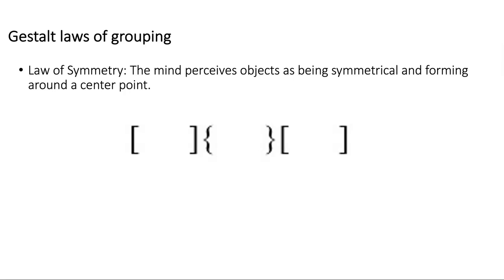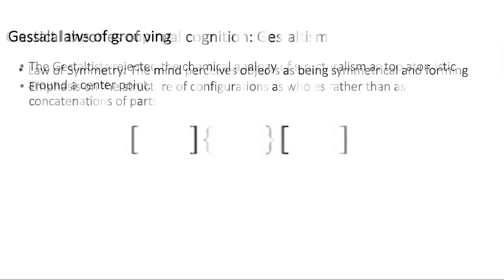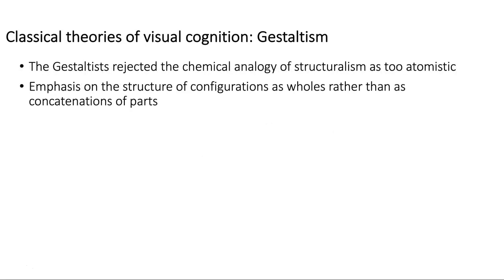Another law from this Gestalt idea was the law of symmetry. If there are things that are symmetrical, for instance, here we have open brackets and closed brackets, so we perceive kind of three objects rather than four. I mean, it's also possible to perceive four objects if you take into account proximity only between those symbols, but they say three because of the law of symmetry.